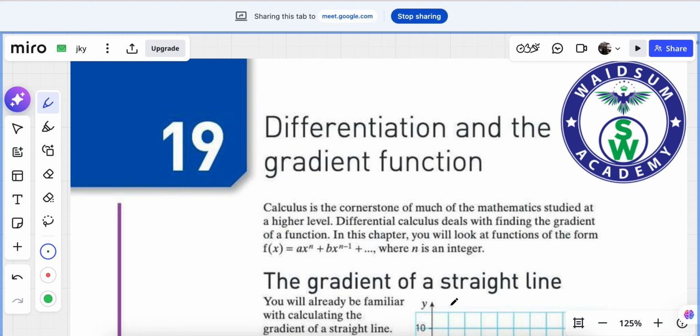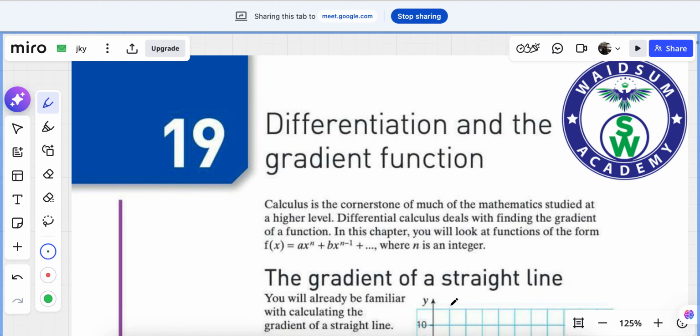Now, differential calculus deals with finding the gradient of a function, while integral calculus deals with the area of surfaces of objects. So these are the two varied applications of mathematics that we call calculus. Now let's start with gradient.